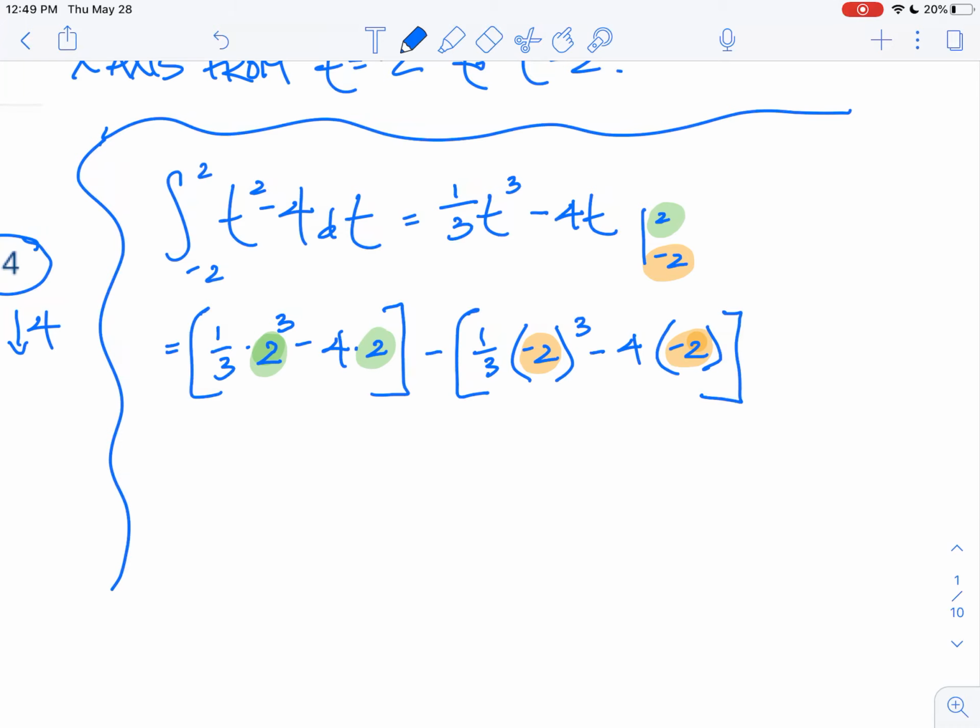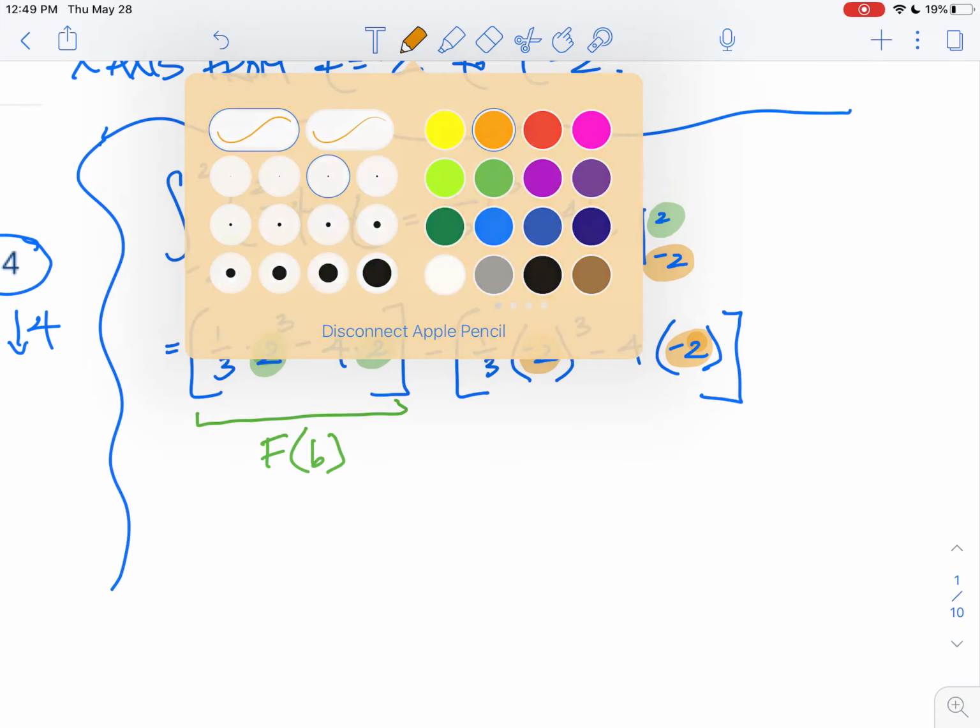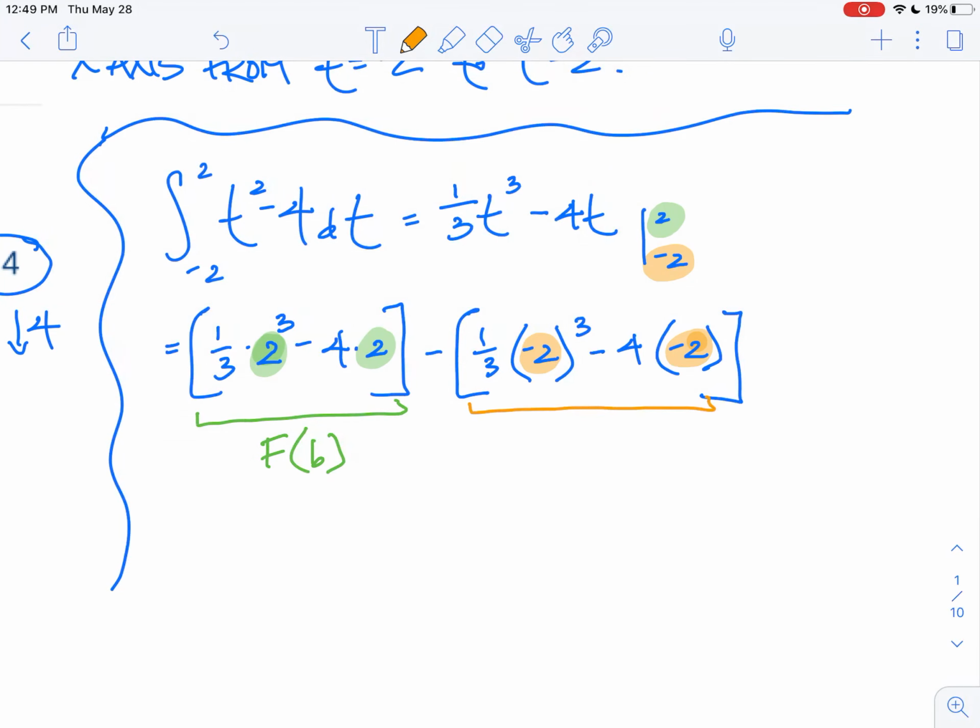Okay, so this part is your F of b. This part is your F of a. And the fundamental theorem of calculus part 2 says I do F of b minus F of a to find that area.